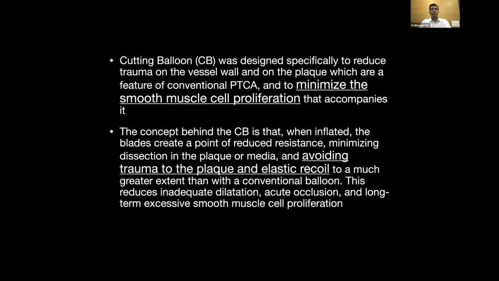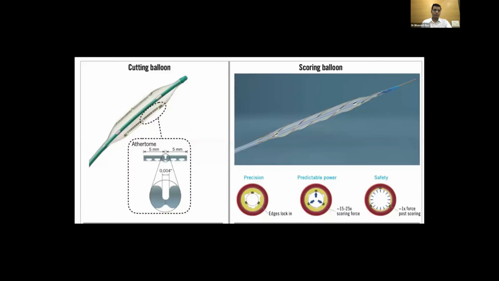Now, how did the balloon come? These balloons have been in our practice for more than 20 years. They are basically designed to reduce the trauma to the vessel wall. When Sir was showing that the semi-compliant balloon, when inflated at high pressure, causes wall damage, and that wall damage induces smooth muscle cell proliferation, and that probably causes instant restenosis or late lumen loss. So I want to avoid the trauma to the plaque and elastic recoil, and that's why definitely we should avoid high pressure damage to this lesion.